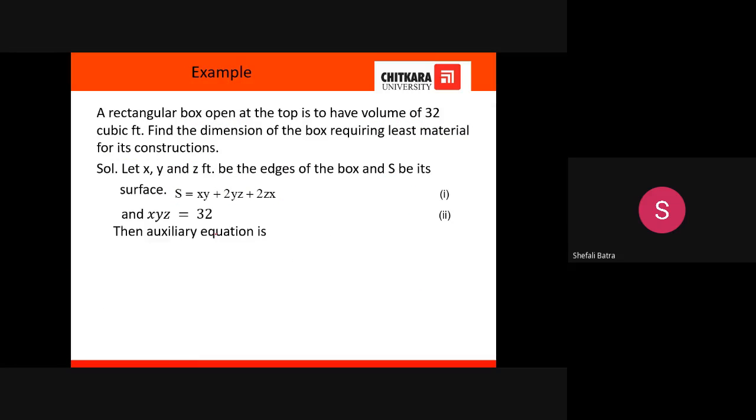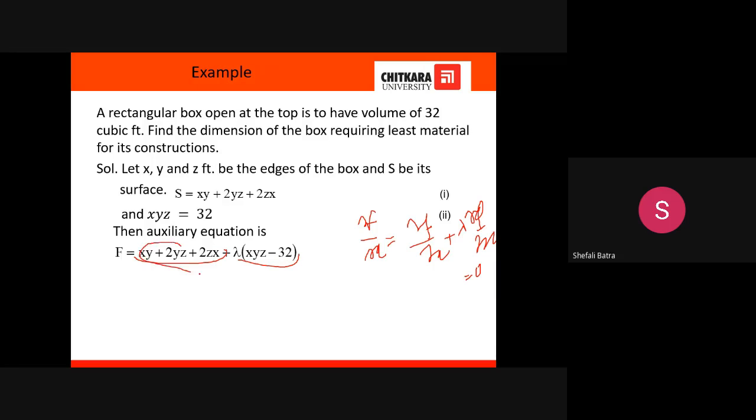This is your Lagrange function: F is equal to xy plus 2yz plus 2zx plus lambda times (xyz minus 32). This is your small f and this is your phi. Now next is curly F by curly x, capital F. That would be curly f by curly x plus lambda curly phi by curly x, and equate that to 0.